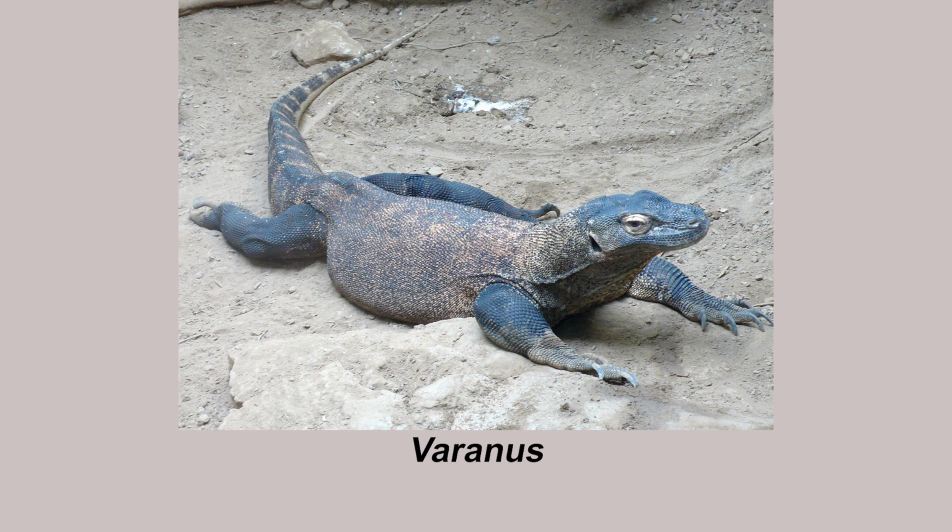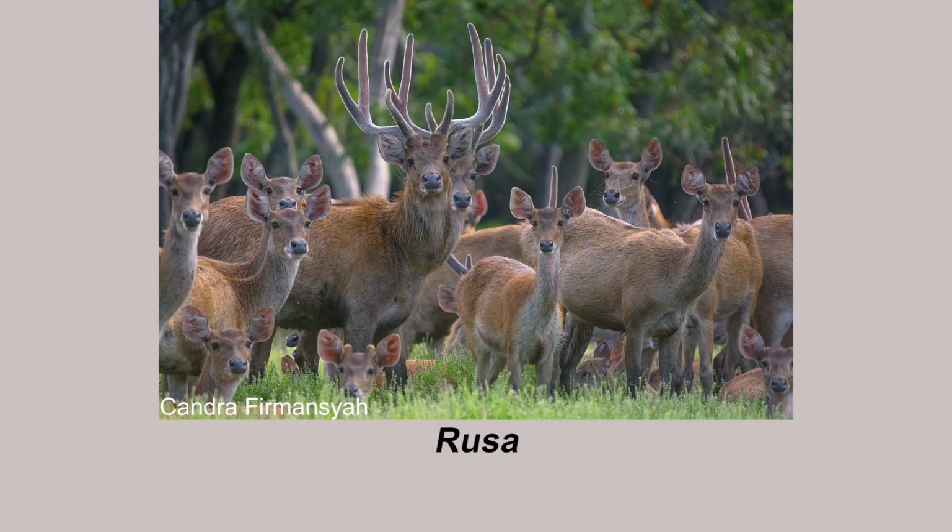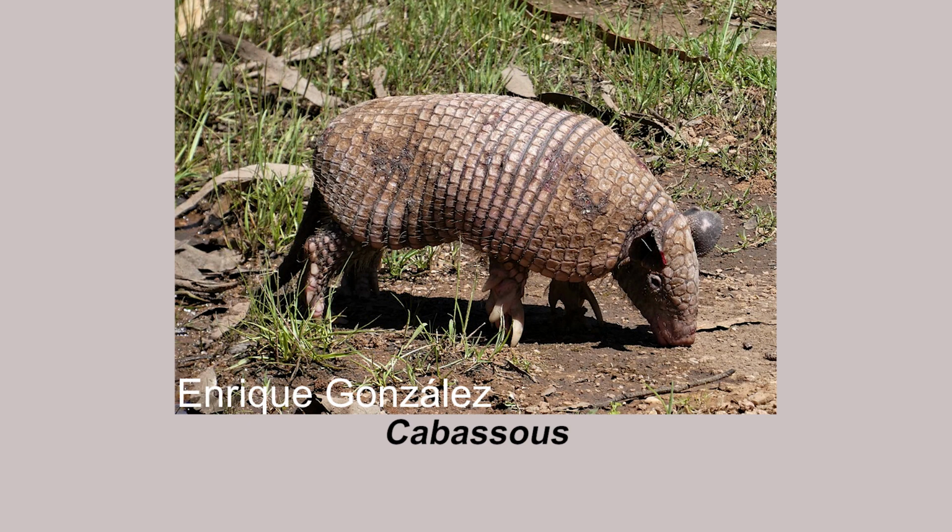Varanus came from the Arabic word waran, which is basically what they call these lizards. The Itatsi from Mustela itatsi came from the word Itachi, which is the Japanese word for weasel. The genus Rusa literally came from the Malayan word rusa, which means deer. Cabassous is taken from a French word that means armadillo, which is apparently also taken from what the natives of French Guiana called them. They call them capasu.